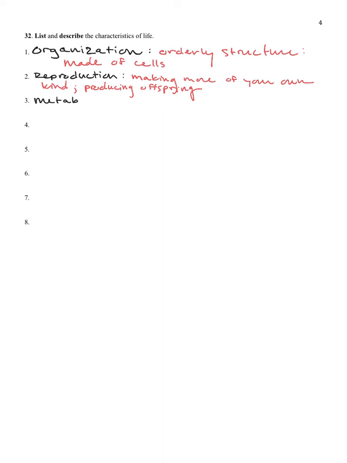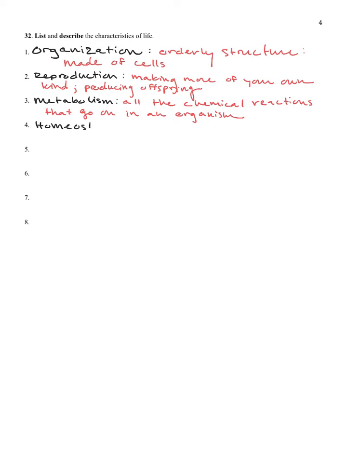Number 3 is metabolism. Metabolism is all of the chemical reactions that go on in an organism. So chemical reactions might be breaking down molecules. We call that catabolism. Or it could be building molecules. We call that anabolism. And so we usually break down molecules when we eat them because we are extracting energy in the molecular pieces. And then we can use those pieces to build things like proteins.